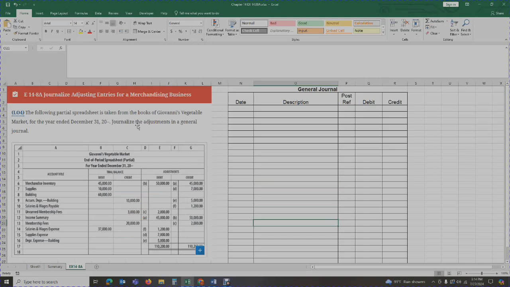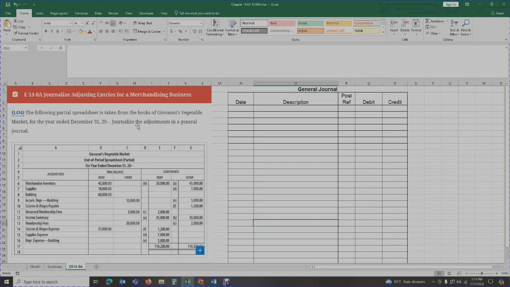It says the following partial spreadsheet is taken from the books of Giovanni's Vegetable Market for the year ended December the 31st. We are to journalize the adjustments in a general journal. This problem is not very difficult because they've already done all of the work for you. They've already prepared the adjusting entries for you.